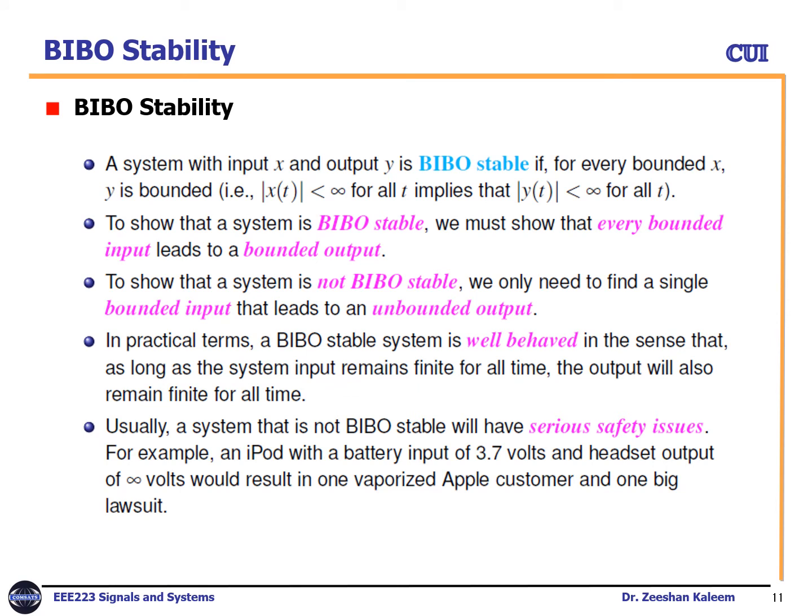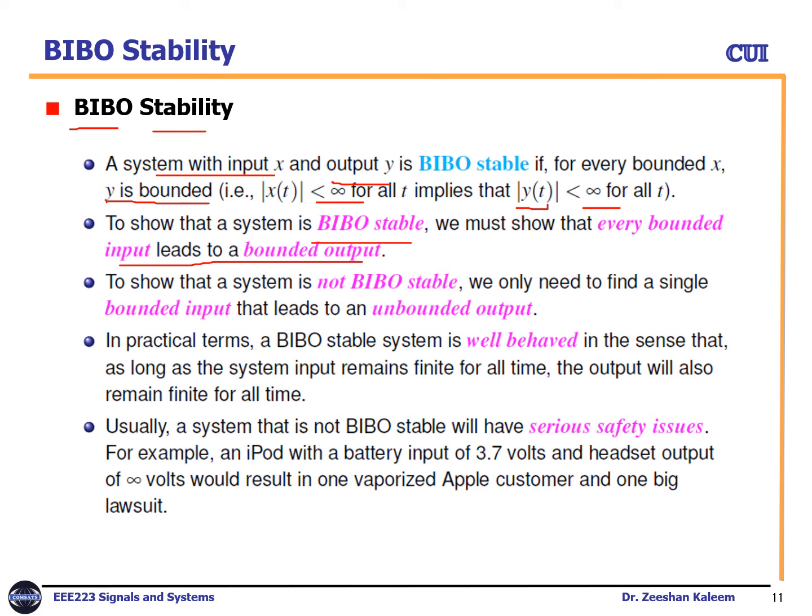Okay, let's discuss another property, bounded input, bounded output stability. When is a system bounded input, bounded output stable? A system with input x and output y is BIBO stable if for every bounded x, y is bounded. For example, if you put any value of x at time t, it is less than infinity, and y(t) is also less than infinity for all time. To show that the system is BIBO stable, we must show that every bounded input leads to a bounded output. So we have to put in every possible bounded input and check that the output is also bounded. That means the system is bounded-input, bounded-output stable.